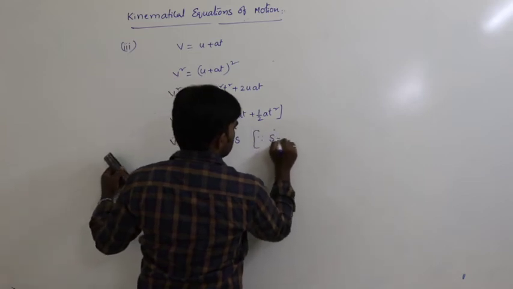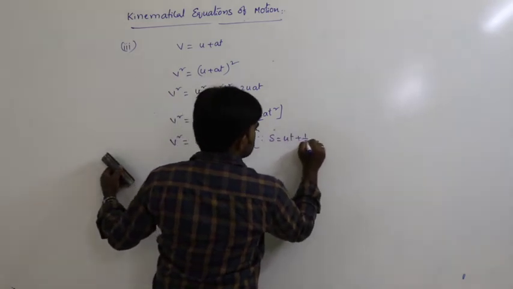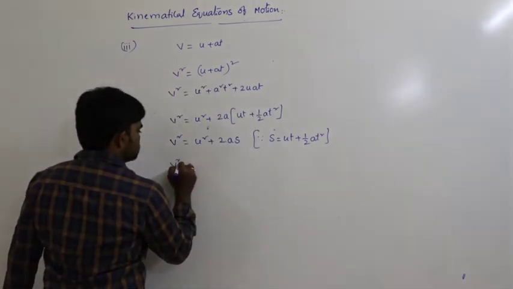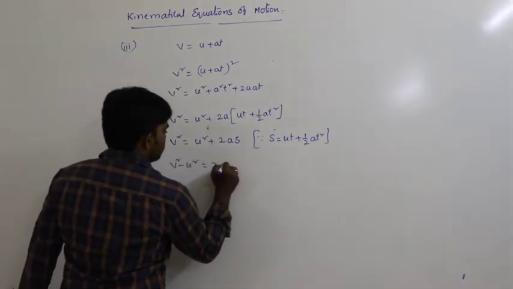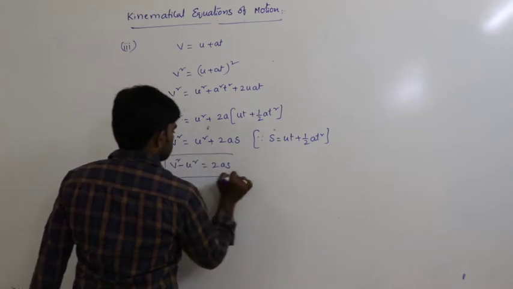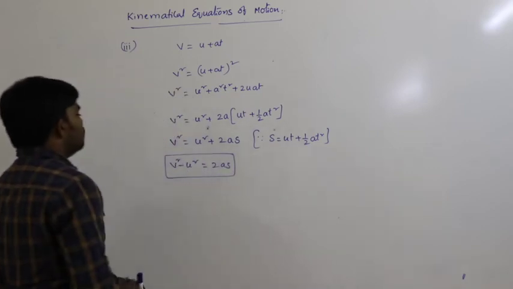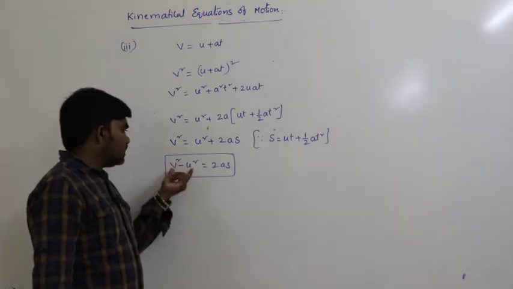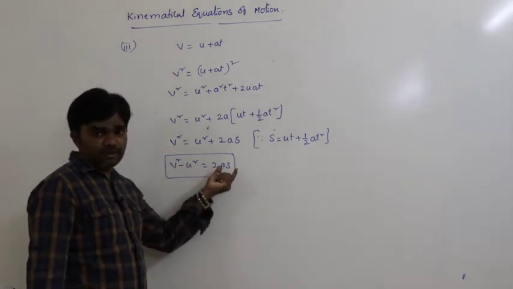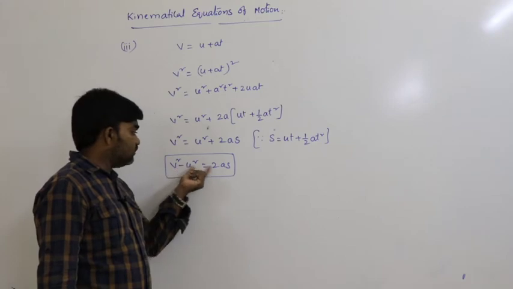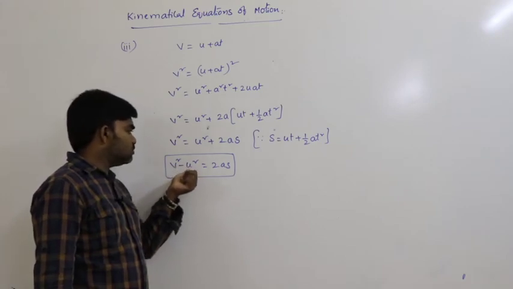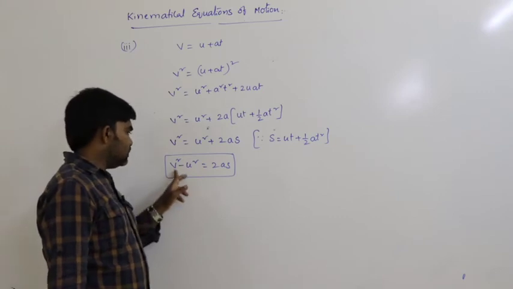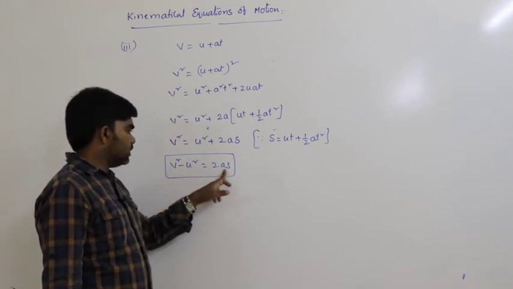Second equation, s equals ut plus half at square. Therefore, from this we can write v square minus u square equals 2as. Velocity as a function of displacement. So v square minus u square equals 2as.